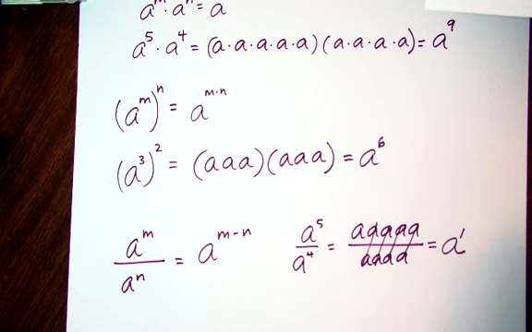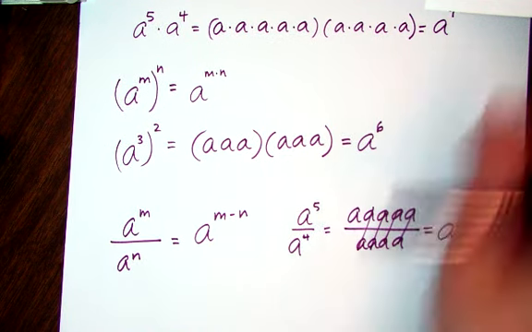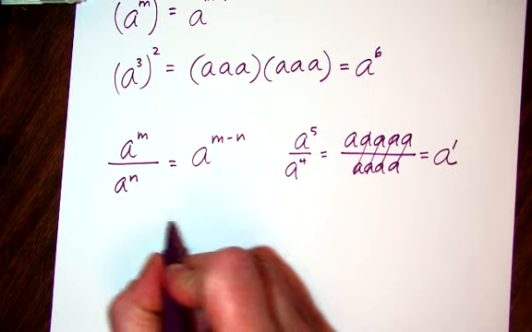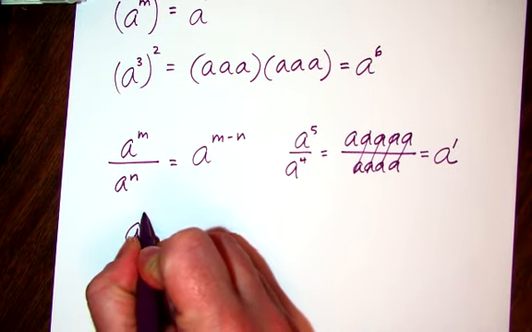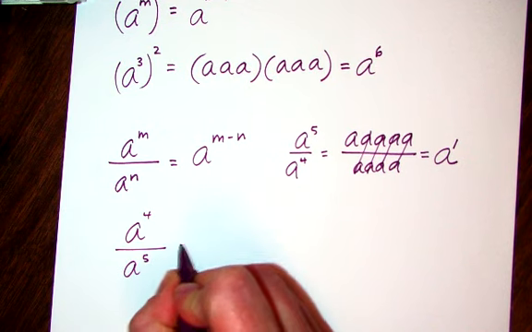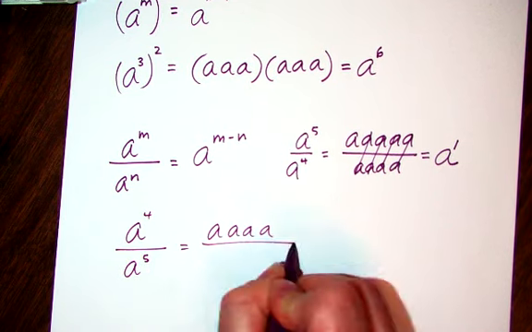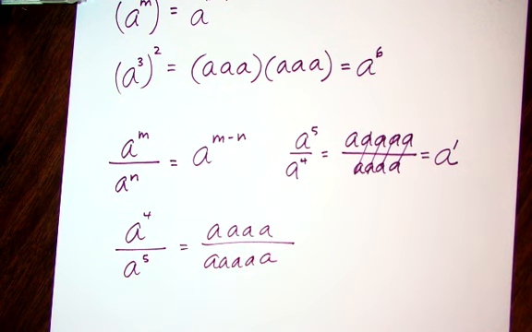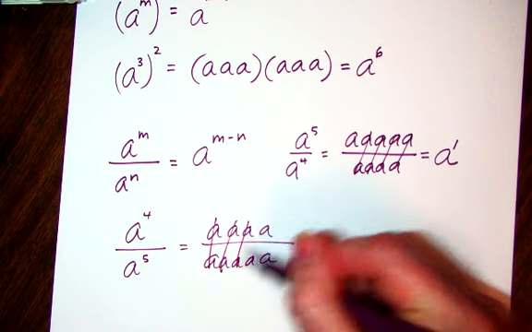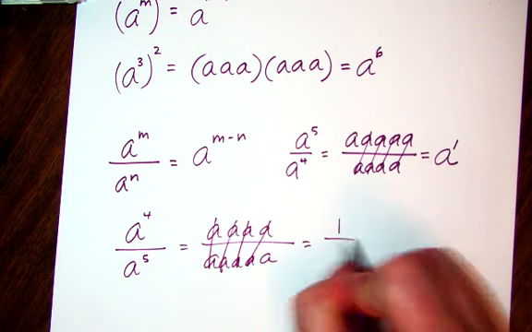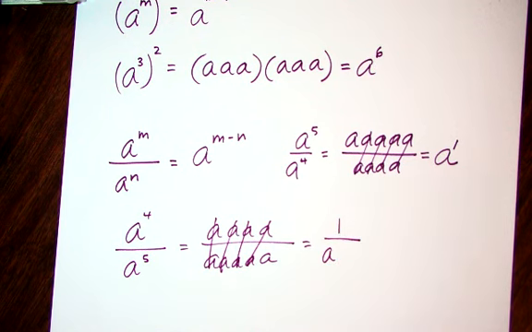You can also do this if the bigger number is on the bottom. It still works. If I say a to the fourth over a to the fifth, this would actually be 4 a's on top and 5 a's on the bottom. And from here, when we start to divide or cancel, or whatever word you like to use, we can see that what we end up with is a 1 over a to the first, or 1 over a. And so we subtracted them. It would have been a to the fourth minus 5, would have been a to the negative 1, which of course brings us to our other exponent rule.